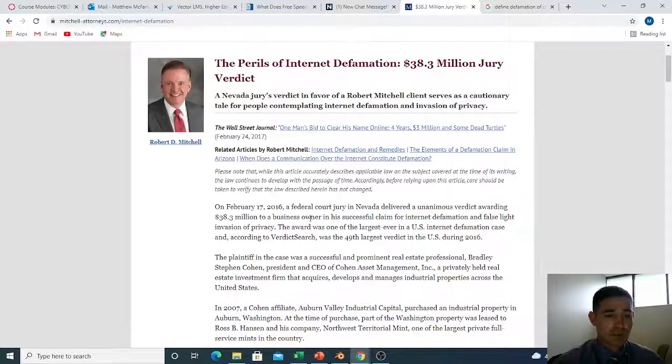So just find a similar case. Like I said, they don't necessarily have to win, and just summarize it in a one-page report and include your opinion of how the outcome of that case should have gone. And that will be this week's assignment.